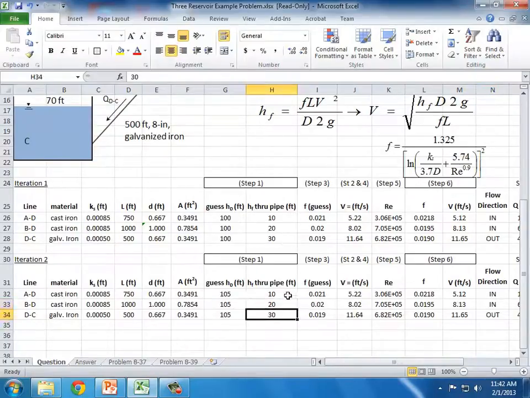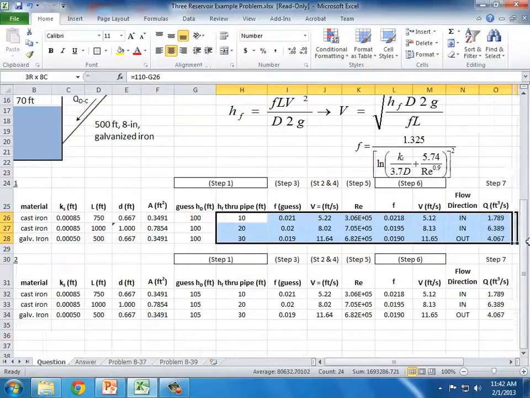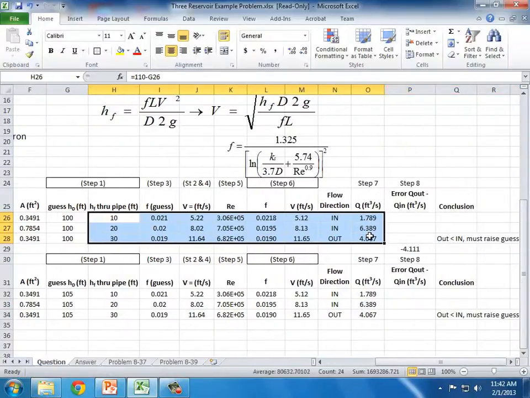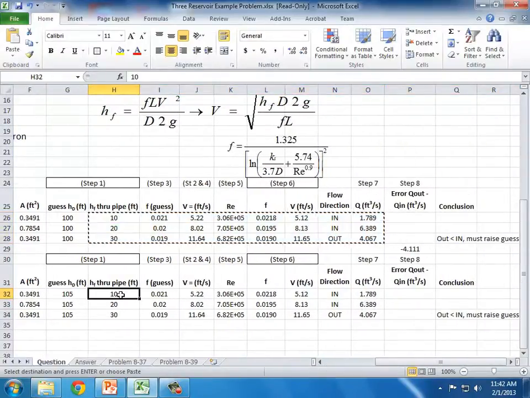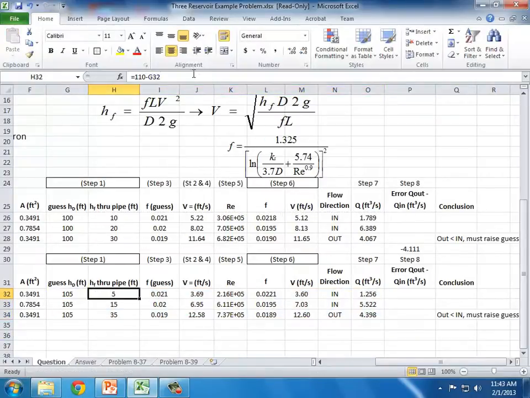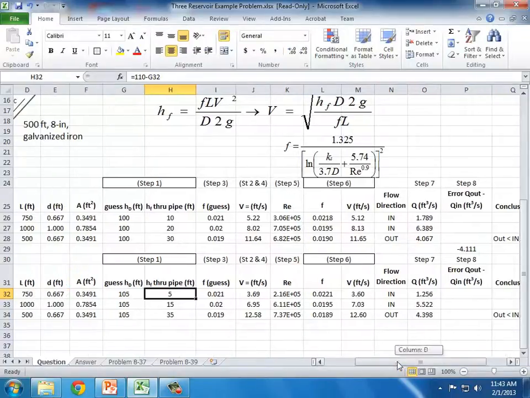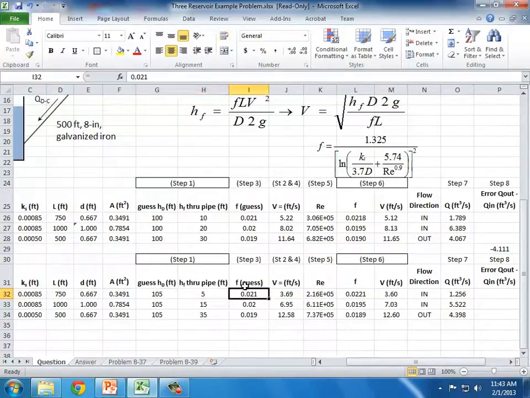Let's see if these are still accurate. The head loss through the pipe, it seems like it pasted the value but not the formulas. Okay, it didn't do a very smart paste. So I'm going to copy this, Control C, Control V. Now it pasted the formulas instead of just pasting the values. I guess maybe the default functionality is to paste the values. What I wanted was to paste the formulas.